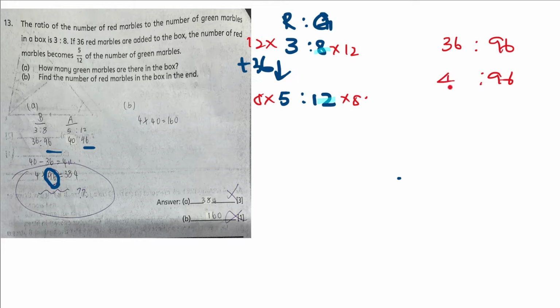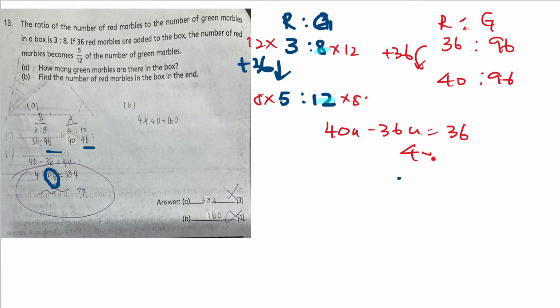96 and 40. Red, green. So you know here is at 36, right? So 40 unit minus 36 unit is actually 36 marbles. So 4 unit is actually 36 marbles. Correct?